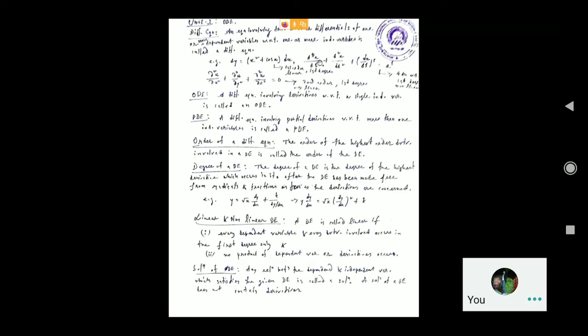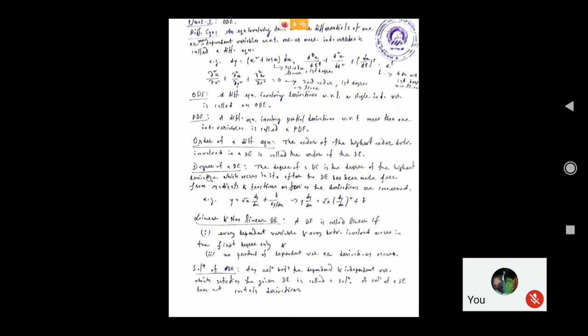Degree is 1. Order is 4 and degree is 1. Order and degree are both connected with the highest order derivative. Here the highest order derivative is 4, and the highest power of it is called the degree, which is 1 only.